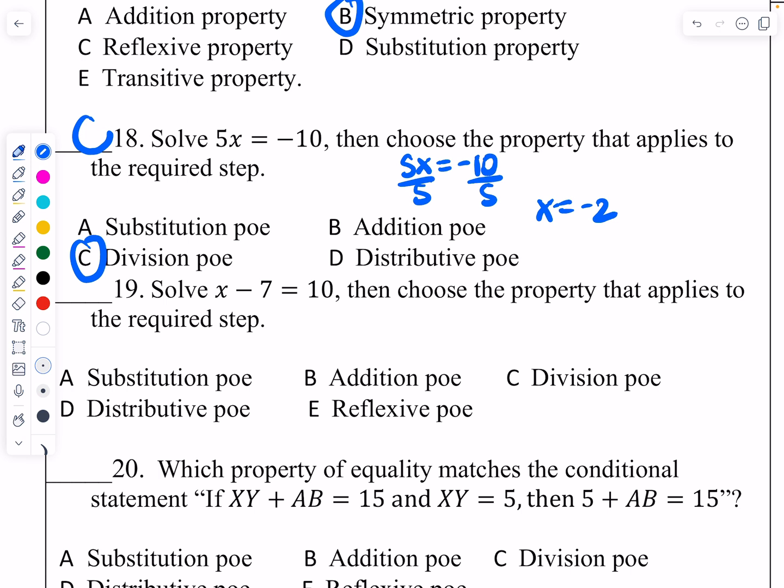All right, solve x minus 7 equals 10. What would you do to both sides? You would add 7 to both sides, and you get x equals 17. What did we do? We added to both sides. That is the addition property of equality.